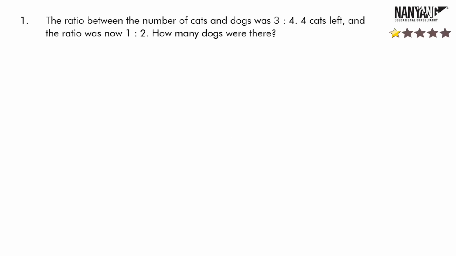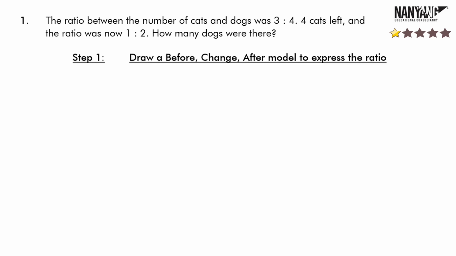So for this question 1, the ratio between the number of cats and dogs was 3:4. 4 cats left, and the ratio was now 1:2. How many dogs were there? So our first step is to draw a before change after model to express the ratio. Let's write down the ratio of cats and dogs. Before that, it will be 3:4. Our change should be that 4 cats left, so cats minus 4. After that, the ratio is 1:2.